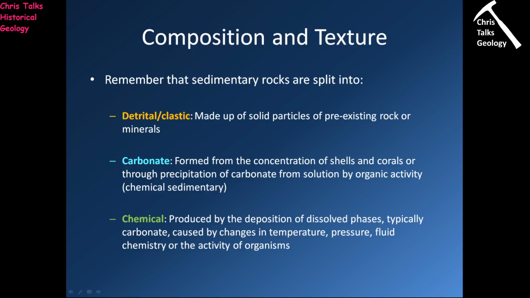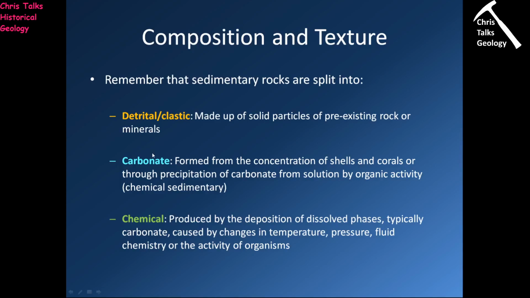So, in terms of sedimentary rocks, they come in three varieties, and we've already touched on these in the past, but it's not going to hurt to discuss them again. So we've got detrital sedimentary rocks, also sometimes referred to as clastic sedimentary rocks. We have the carbonates, and we have the chemical sedimentary rocks. So the detrital, or clastic sedimentary rocks, are made of solid particles of a pre-existing rock or minerals that are compressed and cemented together to form a rock. The classic example of that is something like a sandstone.